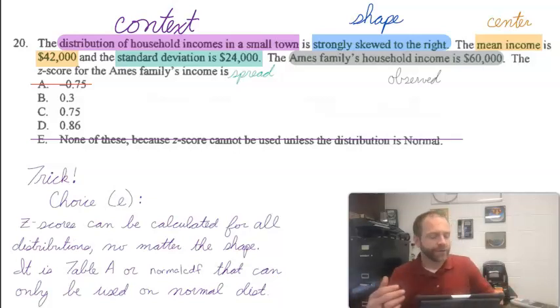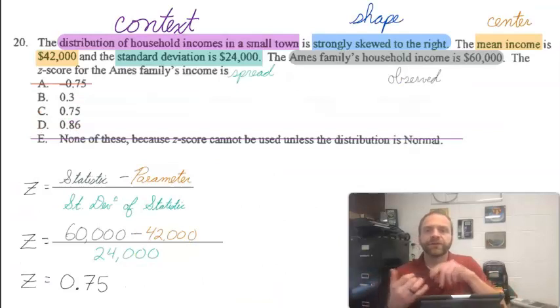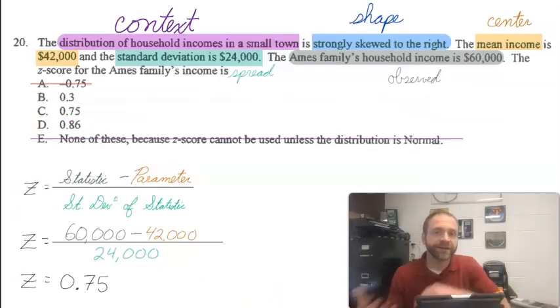So now I'm just going to go through and do the problem. For the z-score, you have statistic minus parameter divided by the standard deviation of the statistic. So I have 60,000 minus 42,000 divided by 24,000. That's 0.75. So in this case, our answer is going to be C.